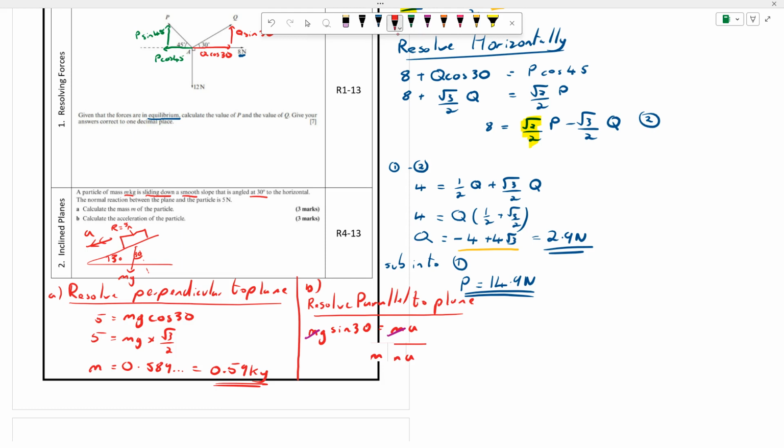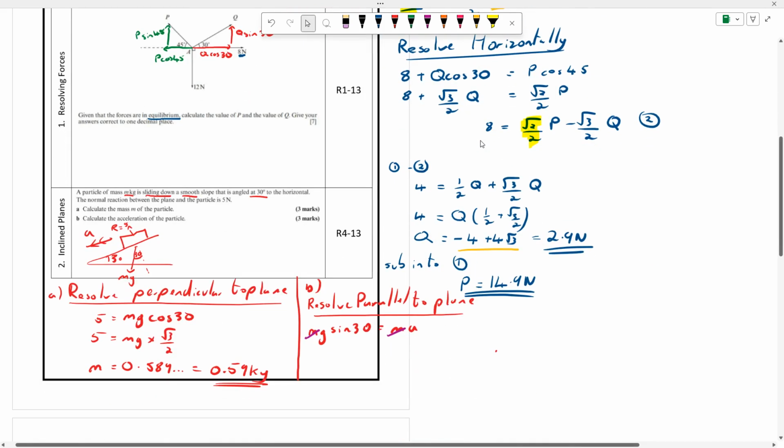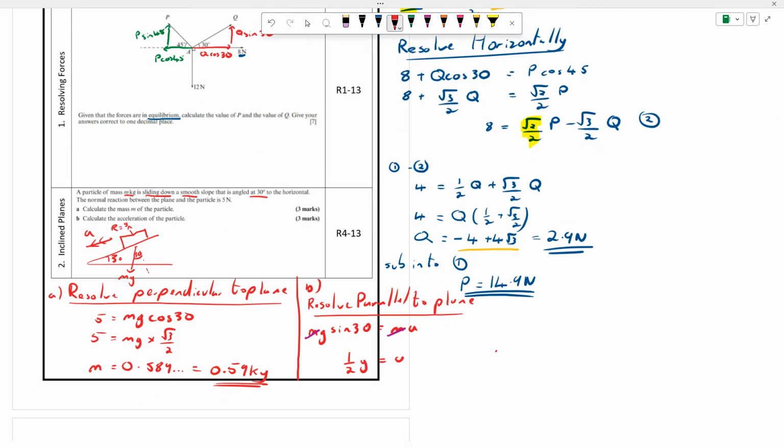The next thing I can do is sine 30. Let's remember what sine 30 is. Sine 30 is a half, so that means a half of g equals a, and g is 9.8 as we know, so a must be 4.9 meters per second squared.